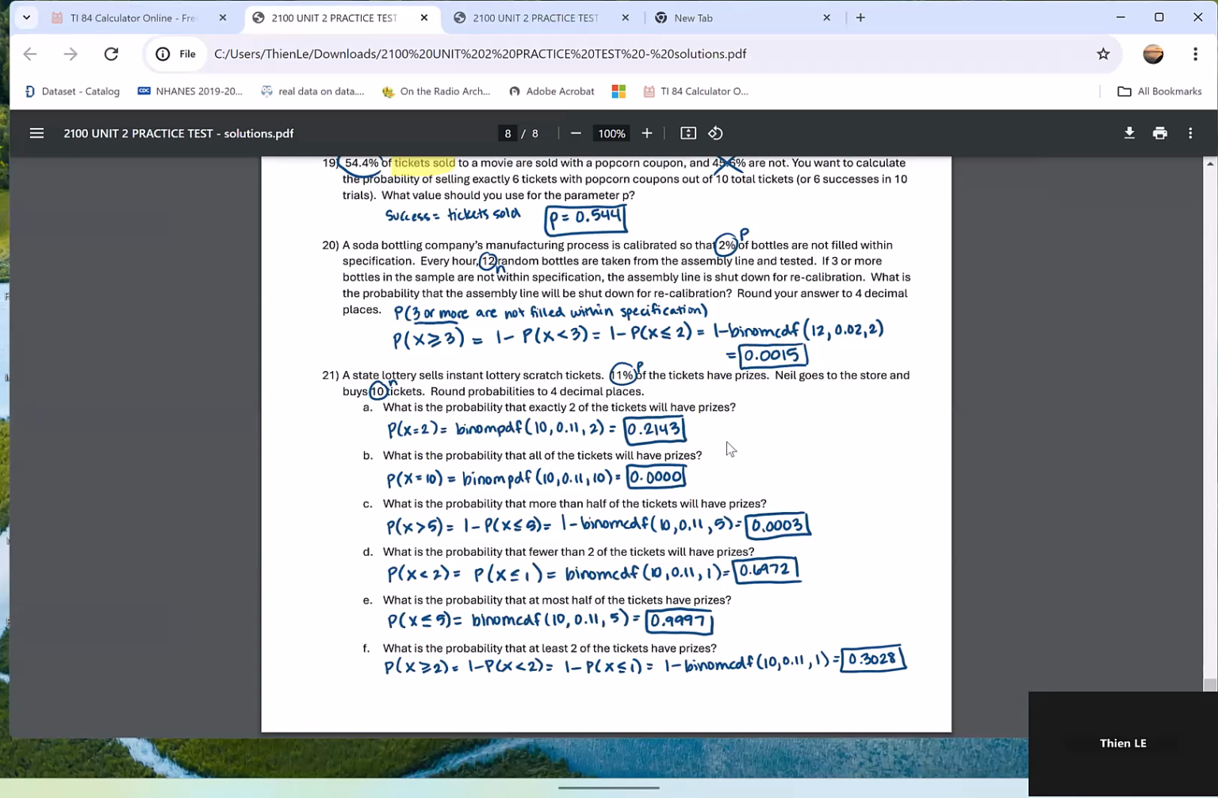What is the probability all tickets have a prize? Which is the probability x equals 10, which means if you do the math, it's almost 0, right? What is the probability more than half of the tickets, more than half, which is greater than 5, right? And again, this way, you also do the trick here. 1 subtract less than or equal to 5, right? So the complement of greater than 5 is less than or equal to 5. So in this case, we're lucky, right? Because you have an equal sign right away here. It's not like the previous case here, right? So just binom CDF 10, 0.11, 5, okay?